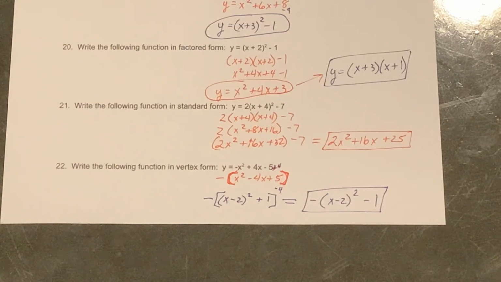Inside the brackets, I added 4 and subtracted 4. So that gave me x minus 2, the quantity squared. And then the plus 5 and the minus 4 in the bracket became plus 1. And then you have to distribute that negative that we took out at the very beginning. So we get negative of the parenthesis squared, and then we get negative of the 1. So it's negative of x minus 2, the quantity squared, minus 1. And that is vertex form.